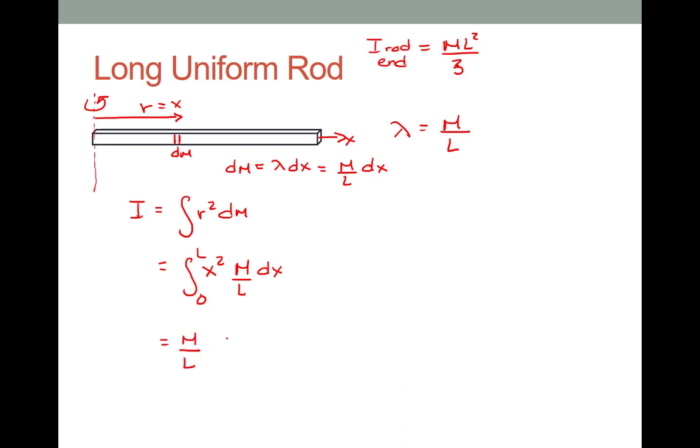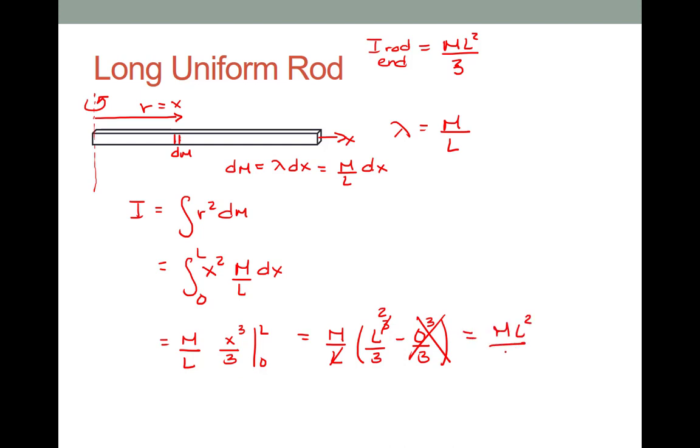The m over L moves out of the integral. The integral of x squared dx becomes x cubed over 3 evaluated from 0 to L. Plugging in the limits gives me m over L times L cubed over 3 minus 0 cubed over 3. Because it's a 0, this term does not contribute, and I can take the L cubed, cancel one of those with the L underneath, leaving me with L squared, resulting in the expected result of mL squared over 3.